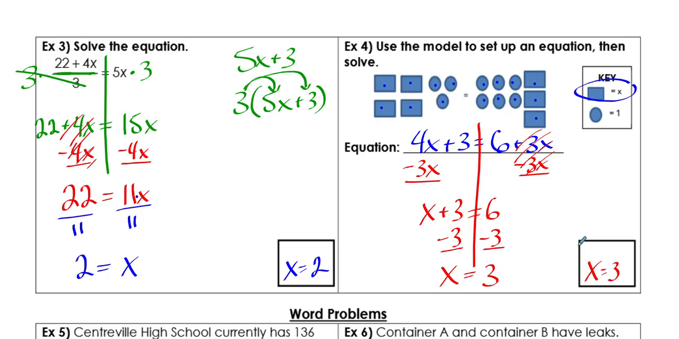I always like making sure that this actually makes sense in that picture. 3 plus 3 plus 3 plus 3 plus 1, 2, 3, that's 15. 1, 2, 3, 4, 5, 6, plus another 3, that's 9, plus 3, that's 12, plus another 3, that's also 15.